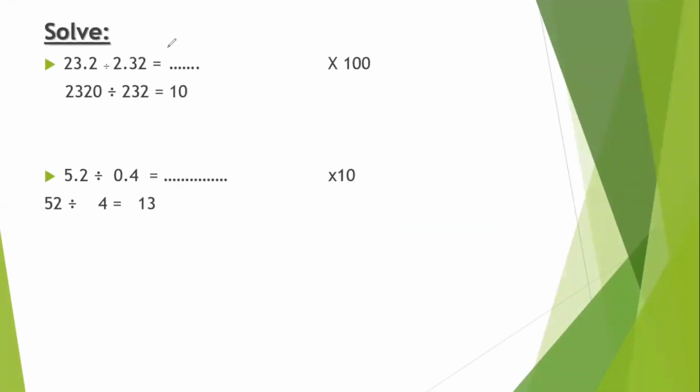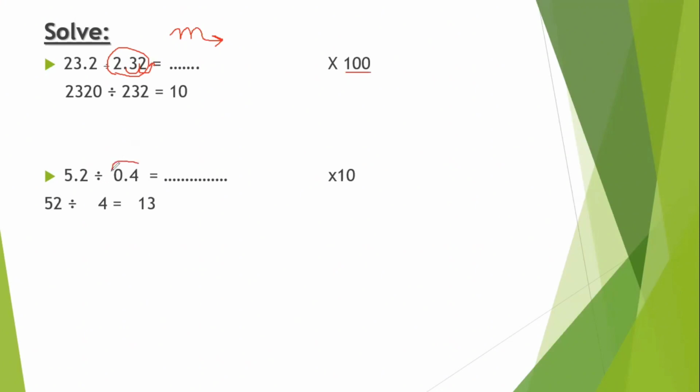Another example, 23.2 divided by 2.32. My eyes are on the divisor. I have 2 digits after the decimal point, so I want to move them to make it a whole number, so I will multiply by 100. Why 100? When I multiply, I move the decimal point to the right. When I multiply, I move the decimal point 1, 2, so it becomes 232.0, meaning the point and nothing after it. So it will be a whole number. So when I divide, it will be 10.